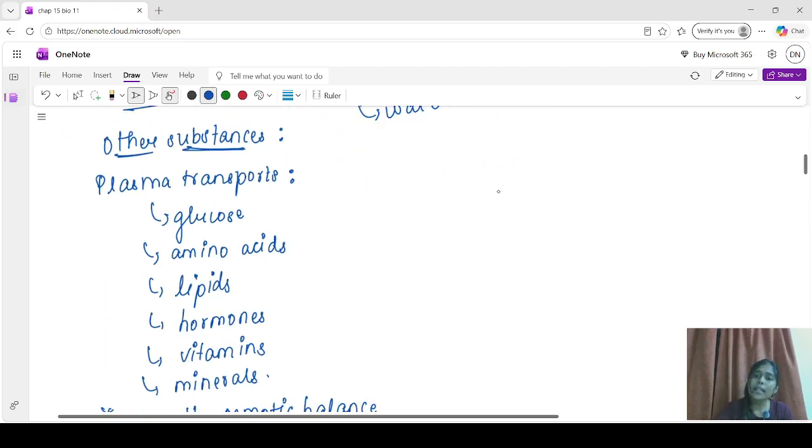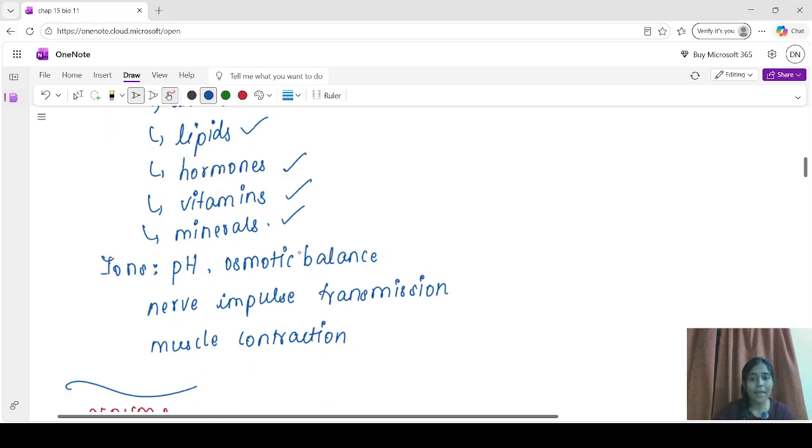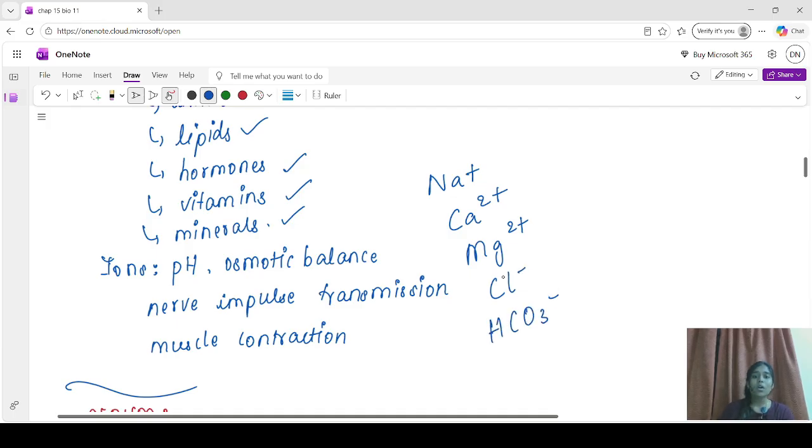And now, what are the other substances that are present in the plasma? They are glucose, amino acids, lipids, hormones, vitamins, and minerals. And there are some important ions that are present in the plasma. They are Na plus, calcium 2 plus, magnesium ion, chlorine, and bicarbonate ion. So what are all these ions used for? These ions help in maintaining the pH, osmotic balance, nerve impulse transmission, along with muscle contraction.